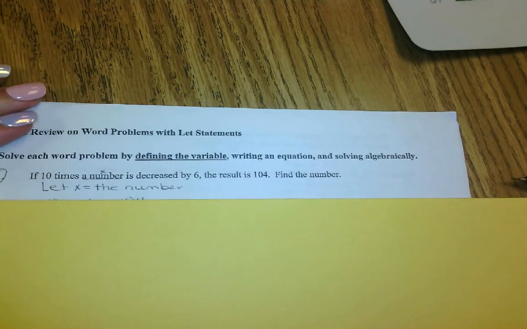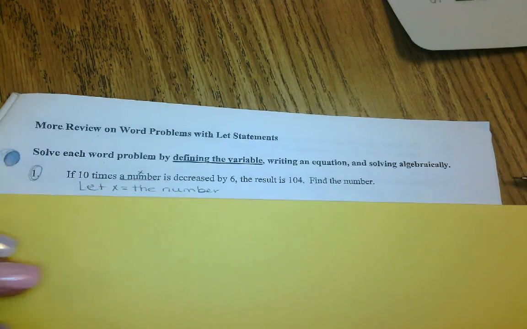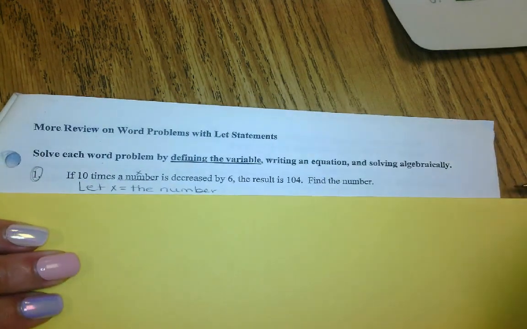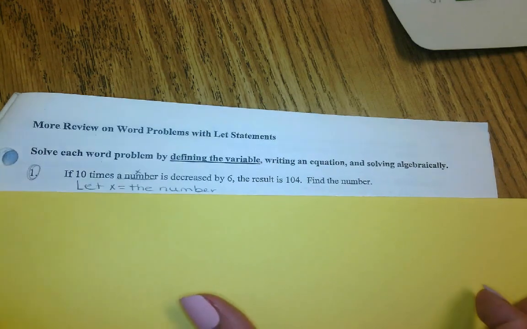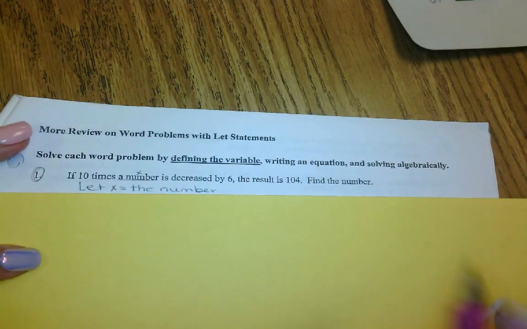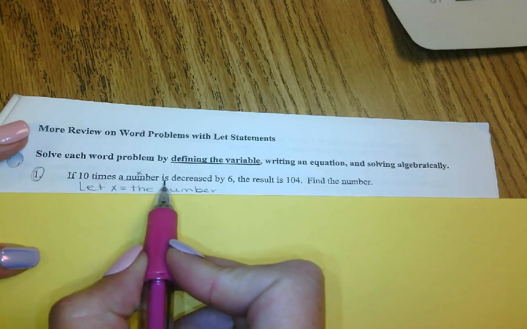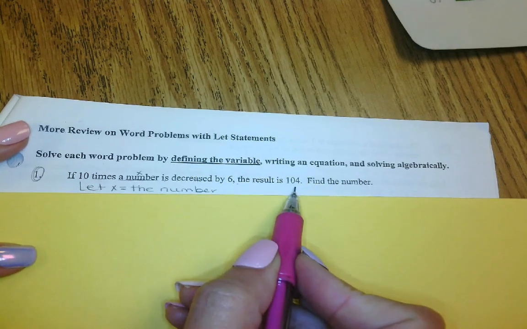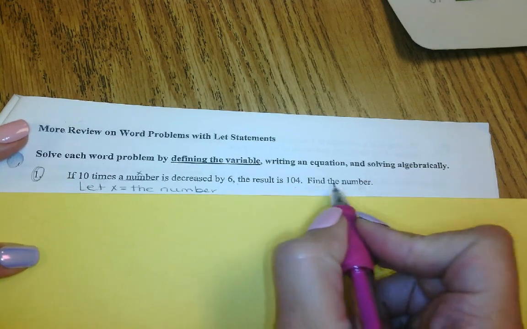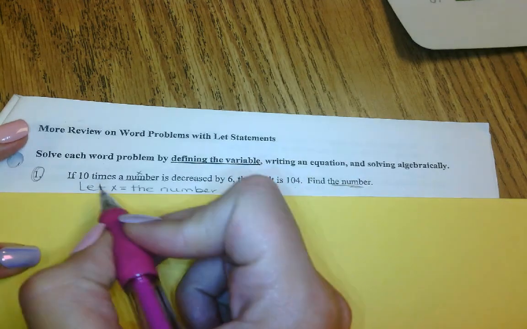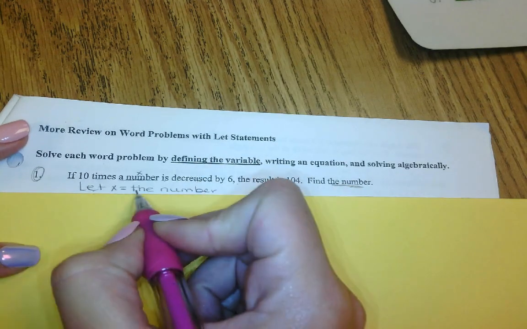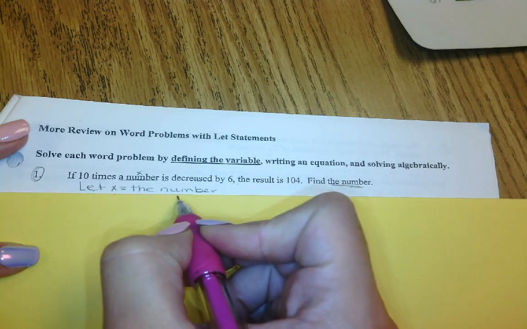Alright, so I am on page 37, talking about let statements. So number one: if 10 times a number decreased by 6, the result is 104. Find the number. So the number, one let statement. What are we looking for? The number. Let x equal the number.